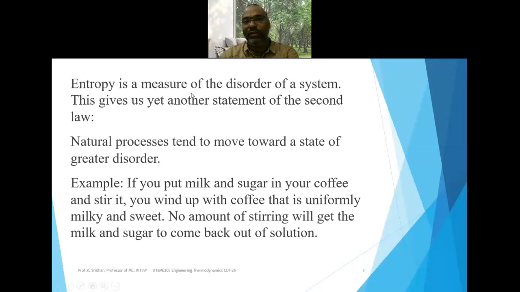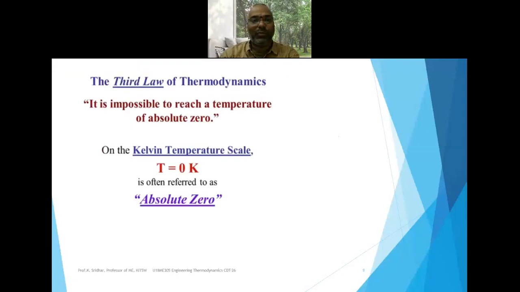That's why entropy is a measure of the disorderness of a system, and natural processes tend to move toward the state of greater disorderness, because all are taking place according to irreversible processes. So for an irreversible process, the entropy of the universe always increases. Here I have quoted some examples. Just go through that example once again. It is taking place as an irreversible process.